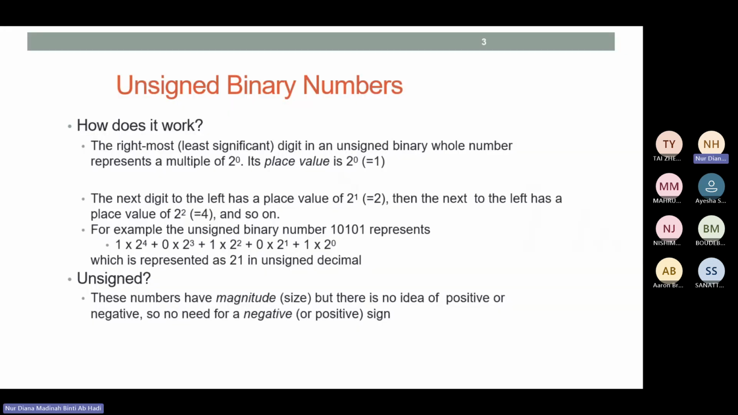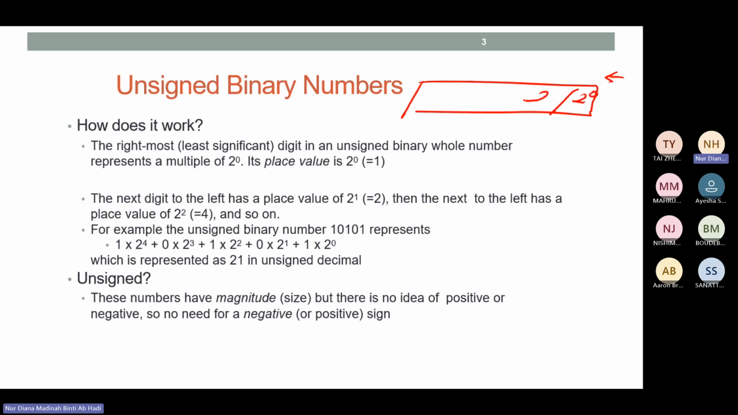So, unsigned binary numbers, how does it work? We have the rightmost digit, which is known as the least significant digit in your unsigned binary number, and it is used as 2 to the power of 0. If you remember the conversion table that I taught you, I start with 2 to the power of 0 from here.